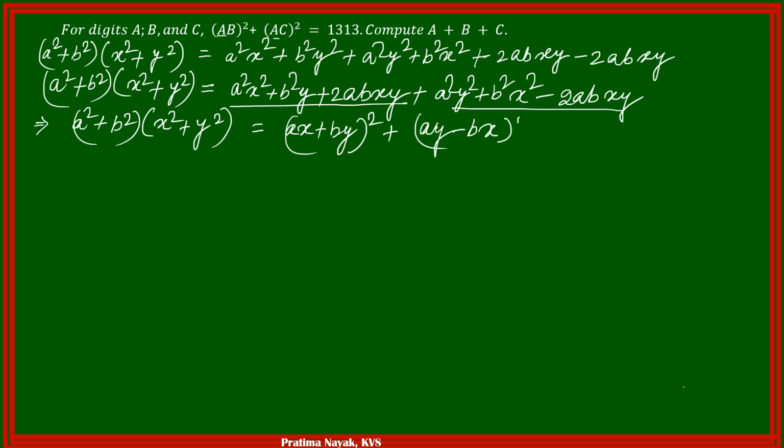That means the product of two sums of squares can be written as a sum of two squares, provided this is the condition. Or it can be written as (ay plus bx) whole square plus (ax minus by) whole square.